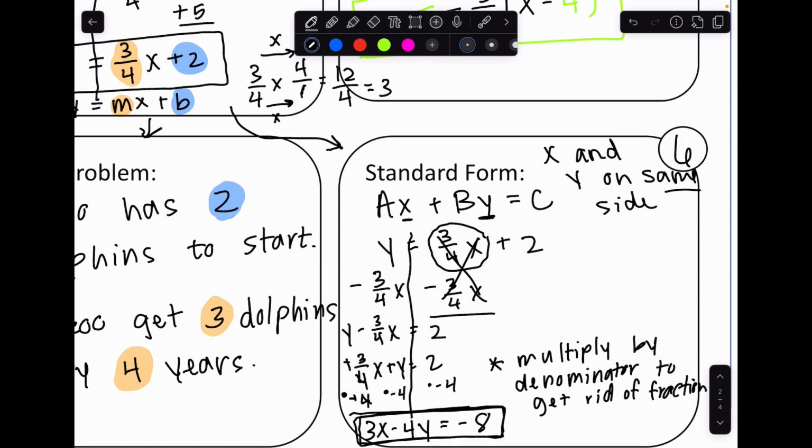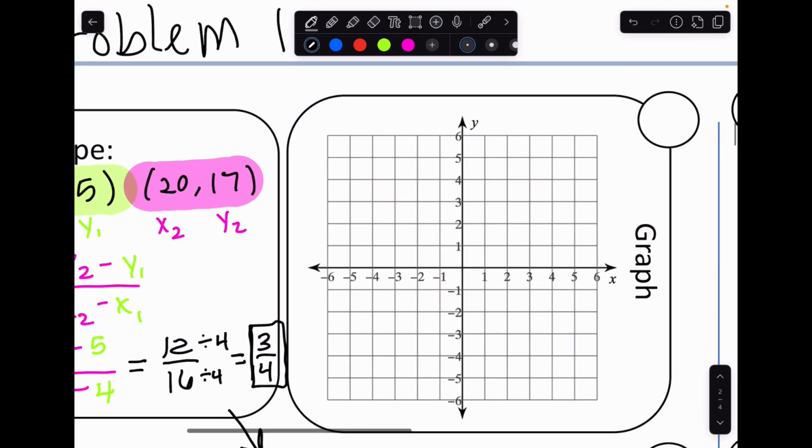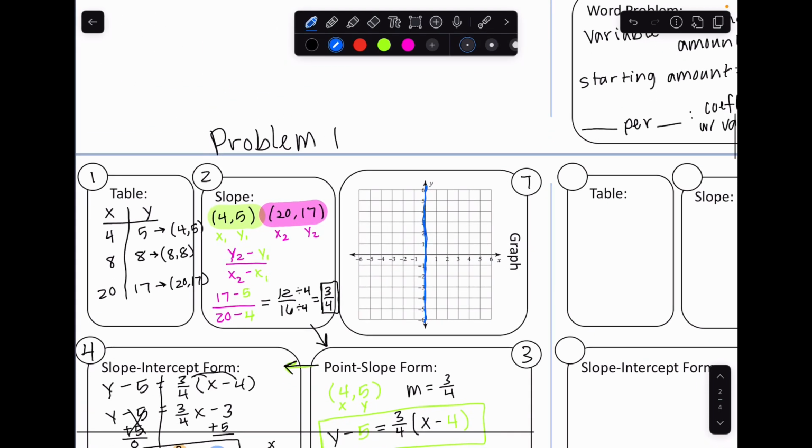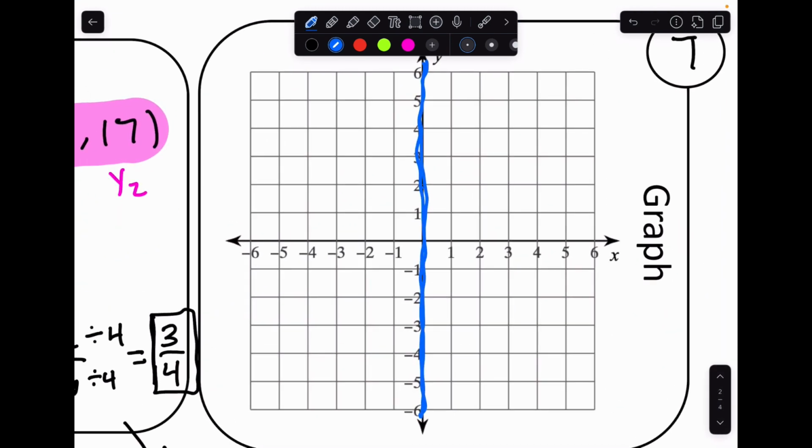All right, now finally, let's go up and graph what we've just made. Okay, so that's step number 7. Again, let's point out our x-axis, because that's really where we want to start, right? From here, we can use our point slope form. And we know that our first point is going to be at 2 because that's our B. So that's our first point.